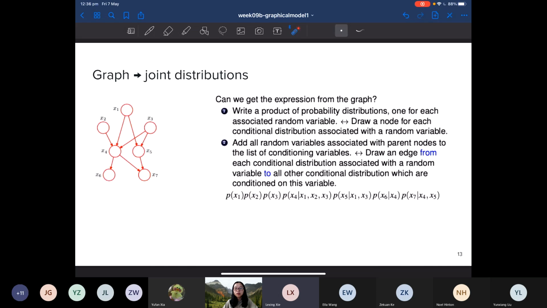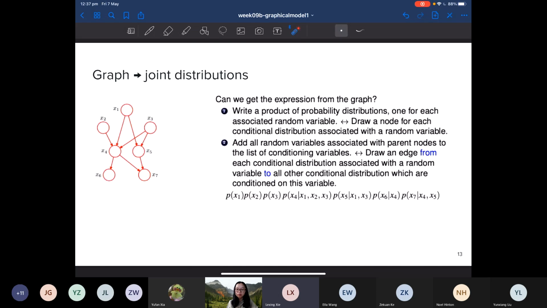So the next question we ask is, since we have just gone this way from the joint distribution expression to the graph, can we do it the other way, right? If we're given a graph, can we come up with a joint distribution, right?